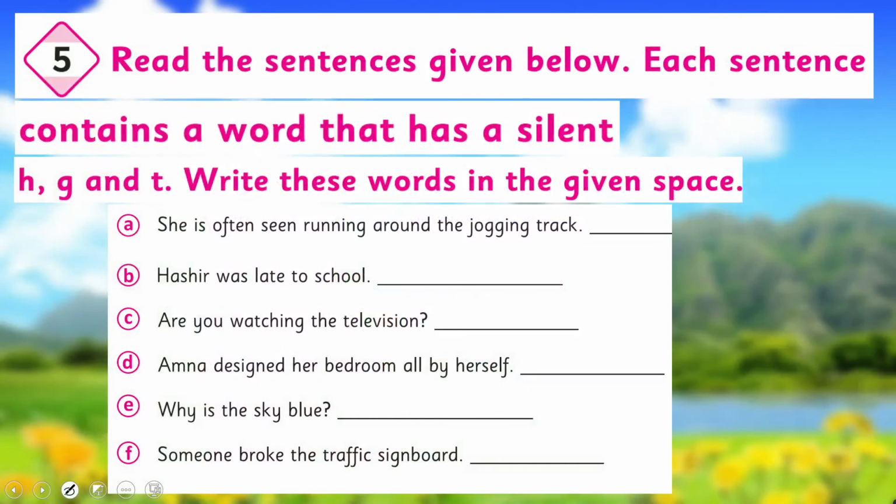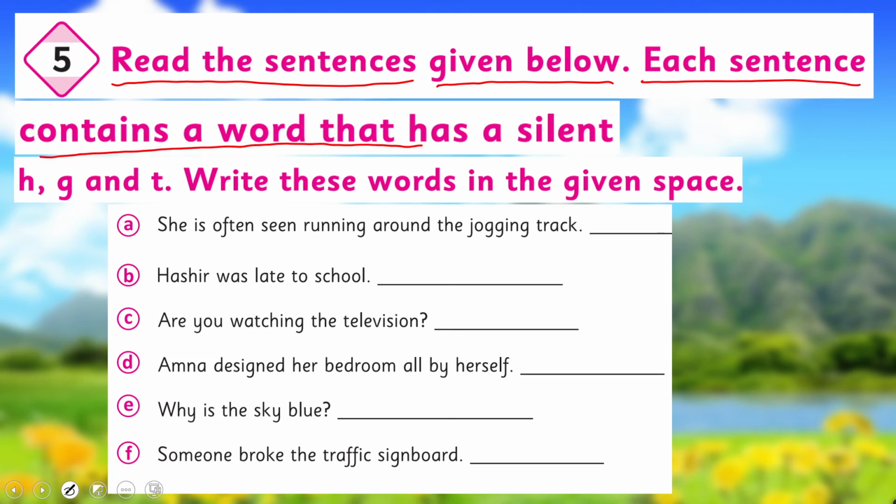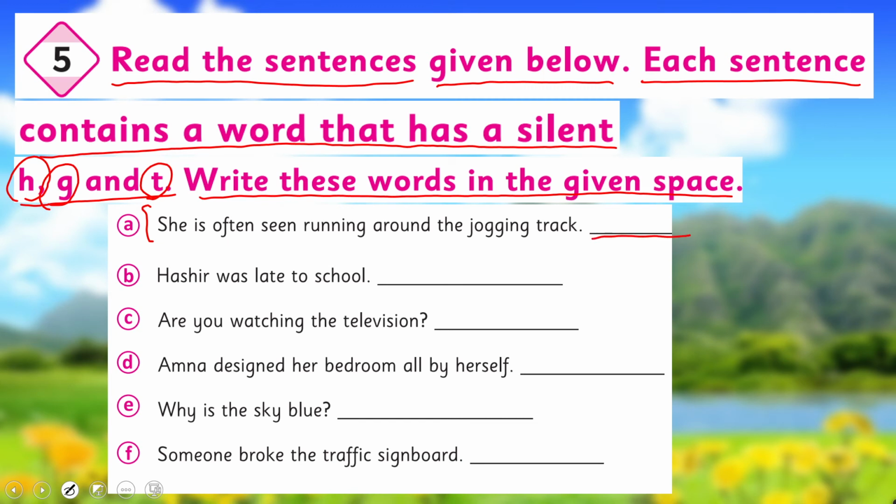So all of you, open your book, read the sentences given below. Each sentence contains a word that has a silent H, G, or T. Any of the silent letters is there. So write these words in the given space. You will read this sentence, find the word which has a silent letter, point it out, and then write that word in the given space. Do you understand? All right, so pause the video, complete this exercise in your book.